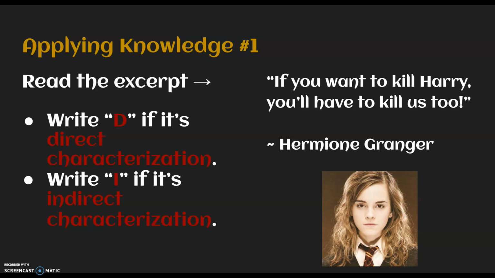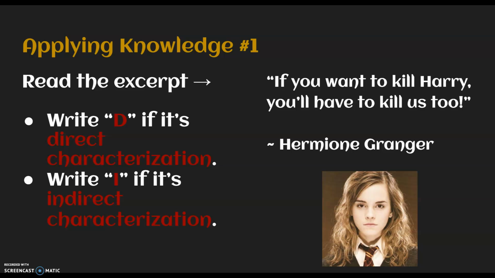Hermione, these are her words. If you want to kill Harry, you'll have to kill us too. So that means that she is brave and loyal, but you don't see brave or loyal anywhere in that statement, right? We are shown this by her words and her actions standing in front of Harry. Or you could imagine her standing in front of Harry saying, you know, if you want to get to him, you'll have to go through me, type of thing.